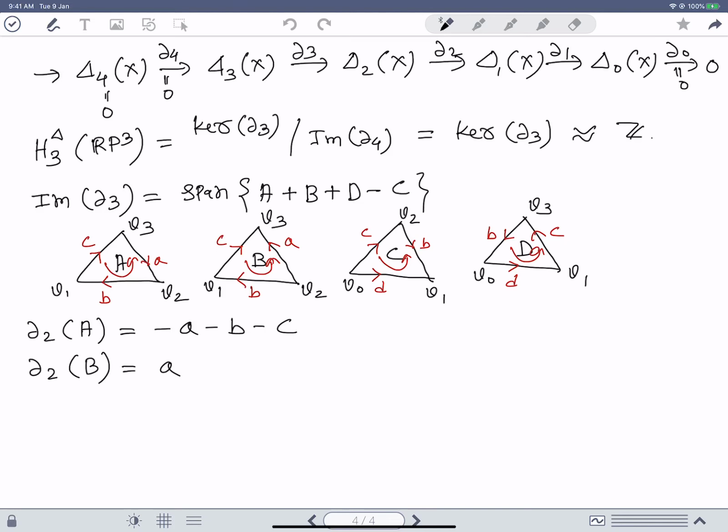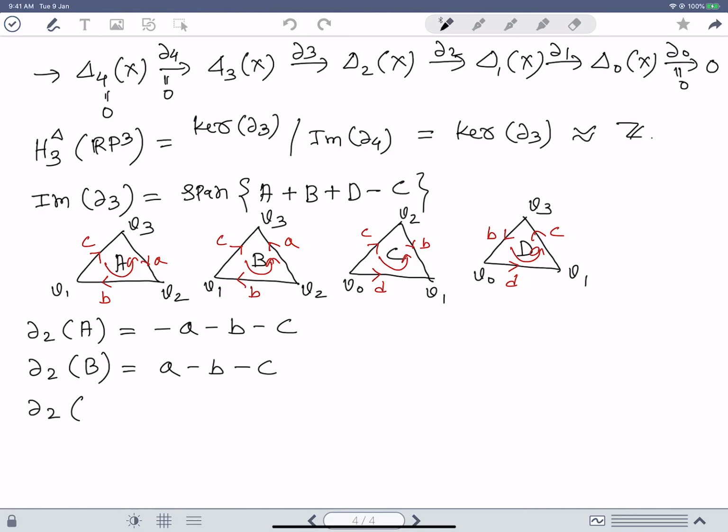Now look at B, it is going from right to left. But in our direction it should be going from left to right. So it will be minus B and it will be minus C. Did you get how these signs are coming? Okay, I can do it explicitly.